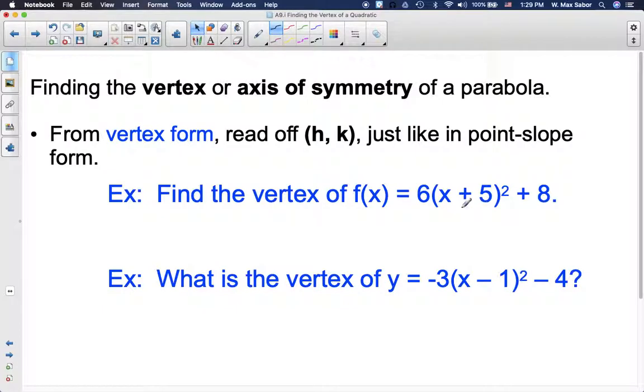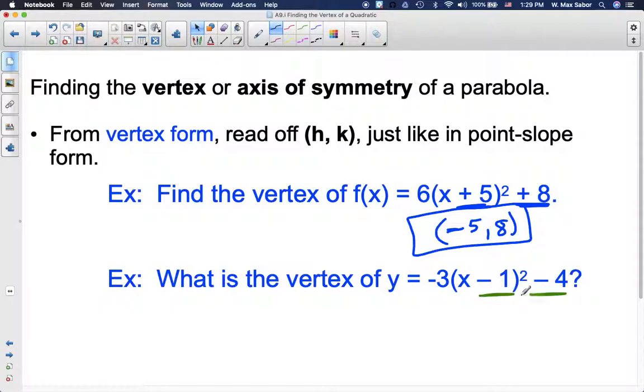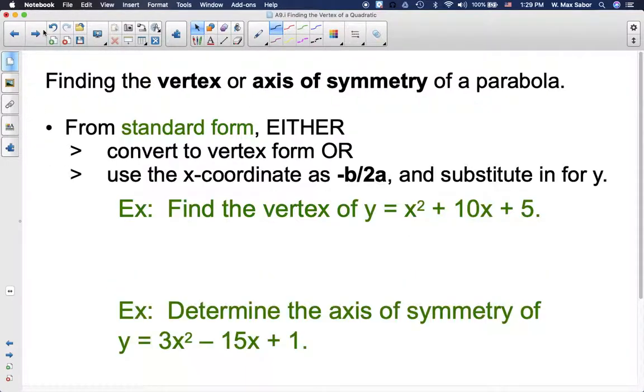Here we have positive 5 and positive 8, which means that our formula is negative 5, comma 8 is the vertex of that. Please realize it's always switching the sign for the x-coordinate. For the other one, we have positive 1, because we're switching the sign, and negative 4, the y-coordinate does not change. So we'll say h is 1, k is negative 4.